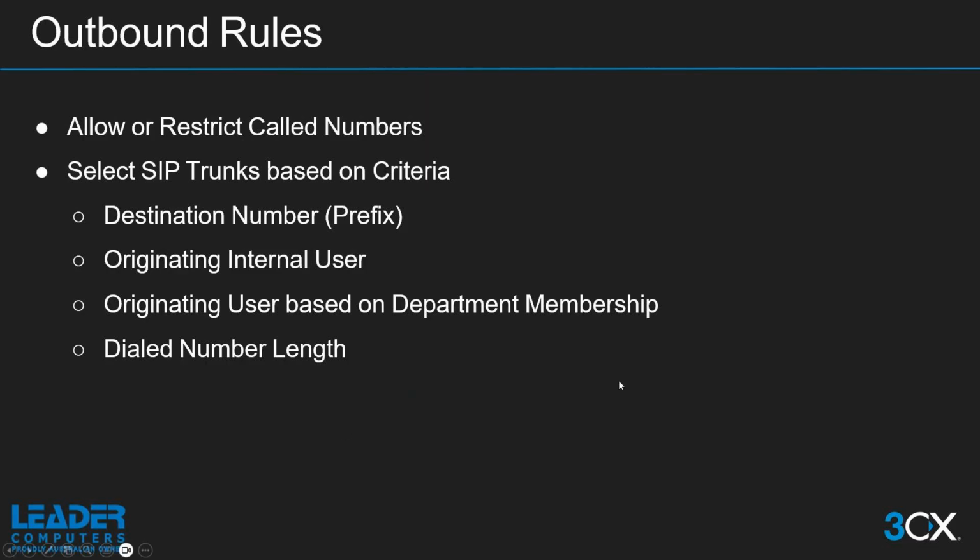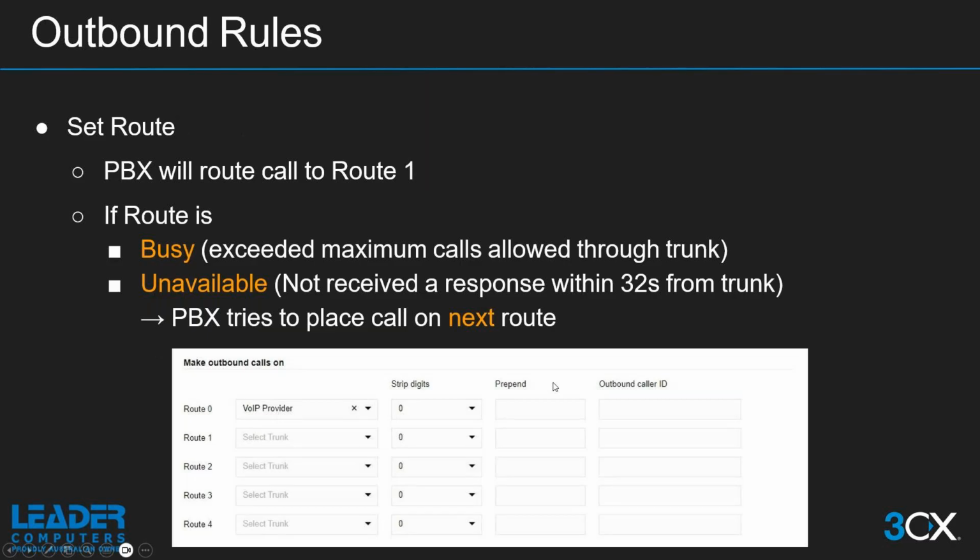So that thing you can do through the outbound rules. And for example, you can also set routes directly through the outbound rules, and 3CX PBX will route the call to route one. For example, with the screenshot below, you're setting route 0 to the voice provider, and if you want to strip digits, you can do it, or prepend something like 61, you can do it, or if you want it to use a specific outbound caller ID, you can do it.